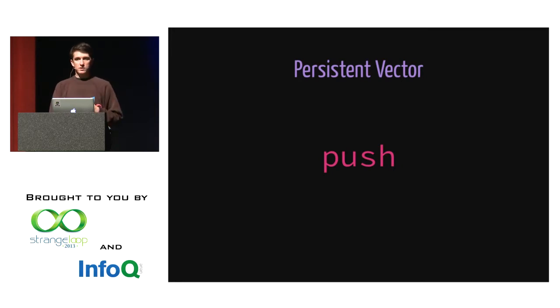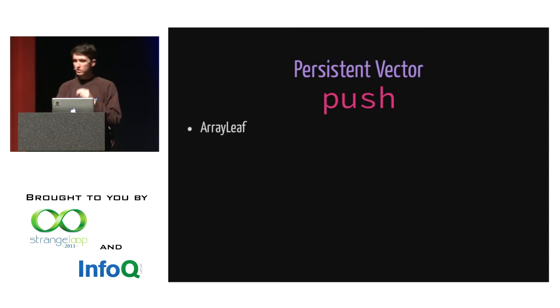So now, assuming that something is already constructed, we can get an index from it and we can update an index, but we have no way of growing this thing. So we need push. We need a way of actually increasing the size of our persistent vector. But push is a little bit more complicated. There are a few different cases that we have to consider when we're actually growing the thing.